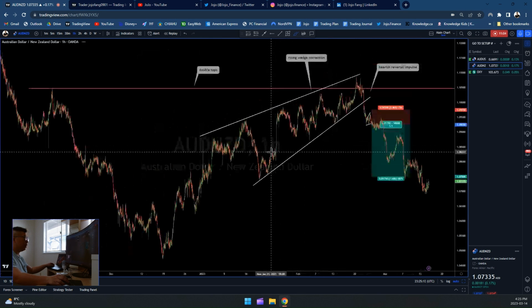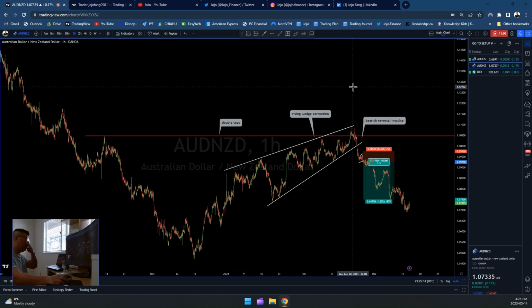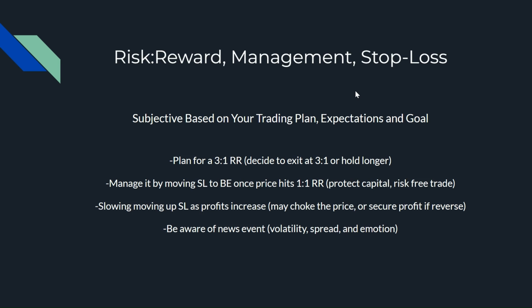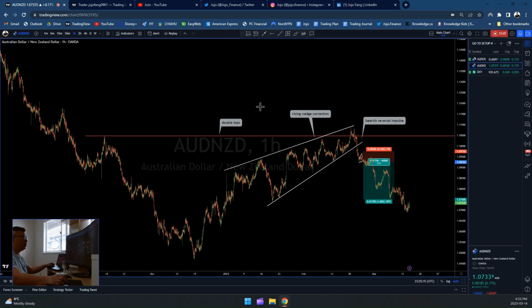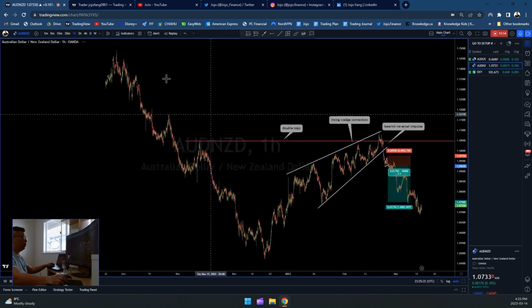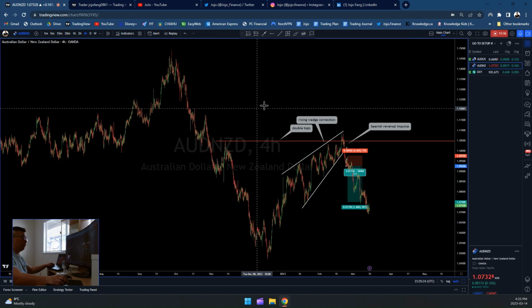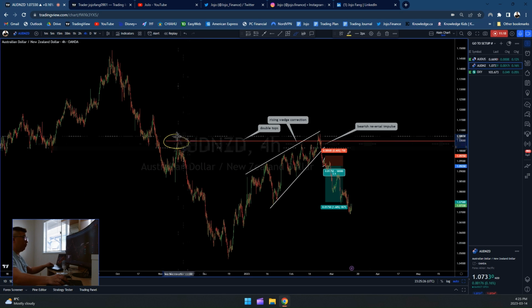So with all that explained, let's go over the last two examples I want to talk about using this Goto setup. So let's go back to the criteria again. What do we want to look for? Double top on the higher time frame or mid time frame, right? So when we look at this price action here, when we look at the mid time frame here, do we have a swing high here?